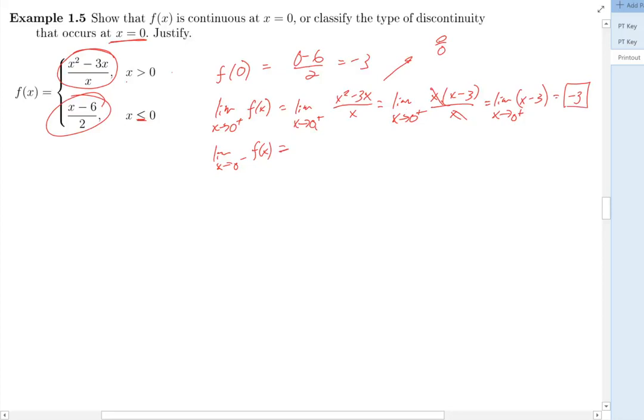Some people leave the limit out in these steps, like they fail to write limit there. And that's incorrect because this isn't just x minus 3, this is x minus 3 as x is getting close to 0. Okay? So on a free response, if you do a little bit of work in your head, on a multiple choice, if you do some work in your head, not a big deal. On a free response, you need to write the work properly and use proper notation.